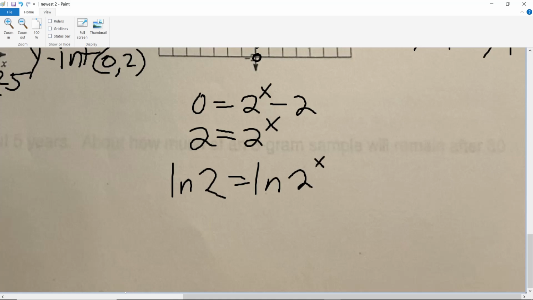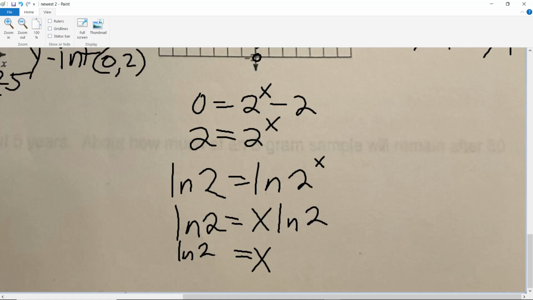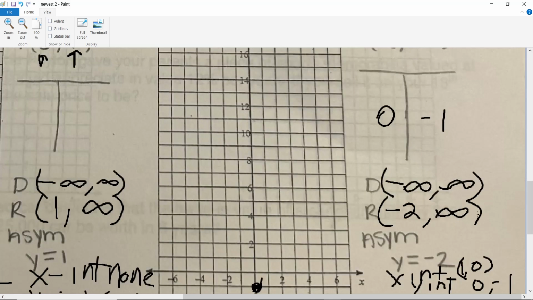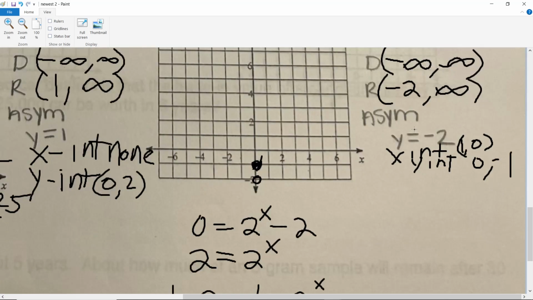When I have an exponent with a log, I can put the exponent in front of it. x times log of 2. And I divide both sides by log of 2. x equals log of 2 over log of 2 equals 1. So when y is 0, x is 1. That's the x-intercept, 1, 0. So I'll put that 1, 0. The asymptote is at negative 2.